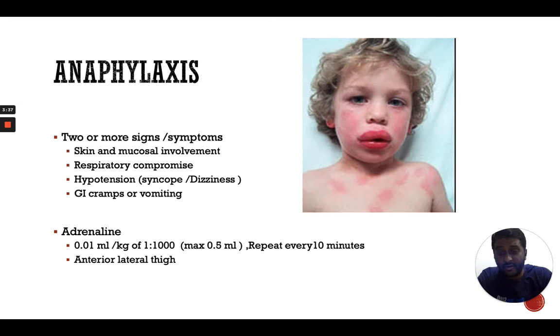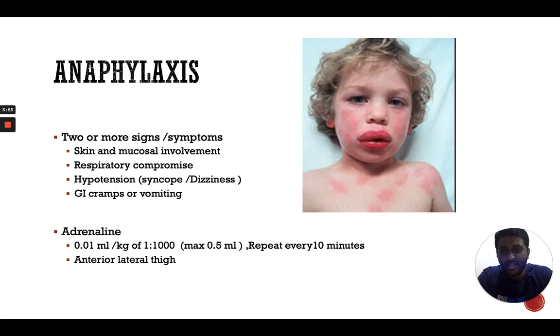Okay, treatment for anaphylaxis is IM adrenaline. Dosage is 0.01 ml per kg of 1 in 1000, which is neat, undiluted adrenaline, and it can be repeated every 10 minutes. It's given in the anterolateral thigh.